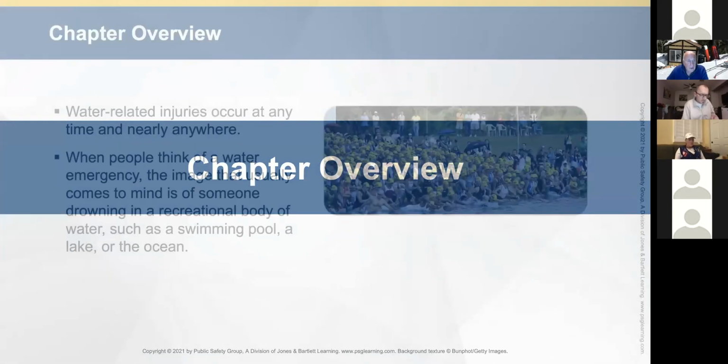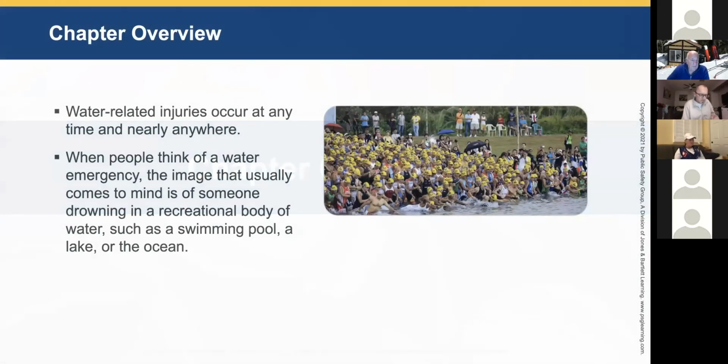Okay. Water-related injuries can occur at any time, at any place. When people think of a water emergency, the image they typically think about is somebody drowning in a recreational body of water, such as a swimming pool, a lake, or an ocean.